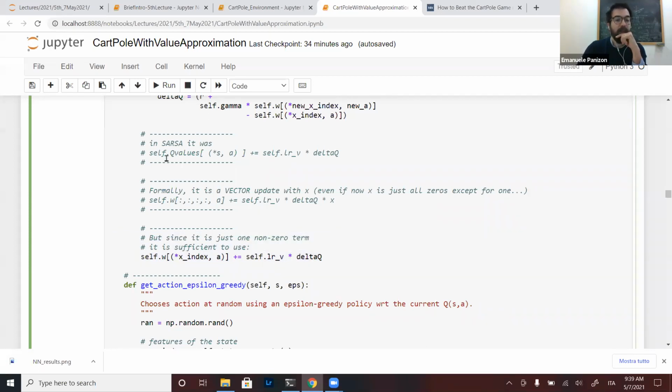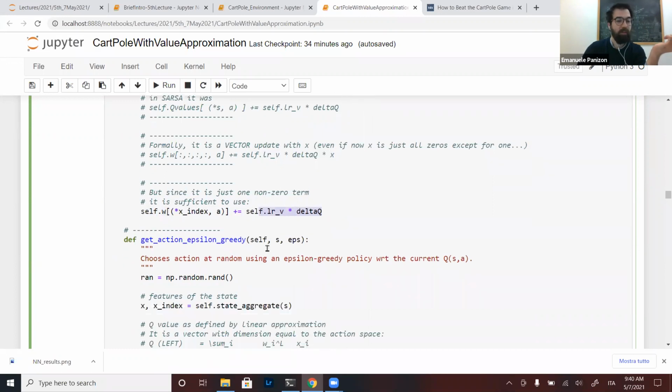And then the update is essentially the same. It used to be Q values plus learning rate multiplied by delta Q. Now formally, again, it's a multiplication of the learning rate, the delta, and the vector of features, which are everywhere 0 except for a 1. So in a practical sense, it's just an update of a single entry of this weight vector, just like that. Okay, basically the same.